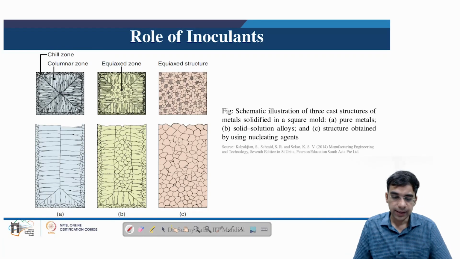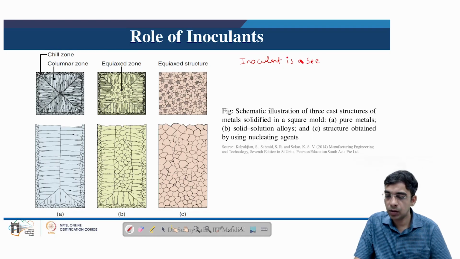Here we can also see how different types of structure can be generated, and there is an important role of inoculant. So what is an inoculant? An inoculant is a seed on which the liquid metal or alloy can start solidifying.